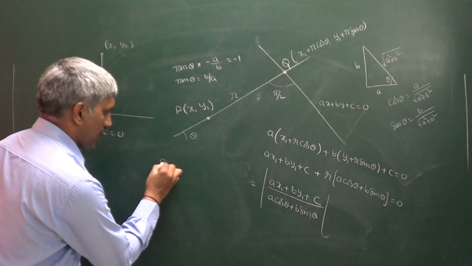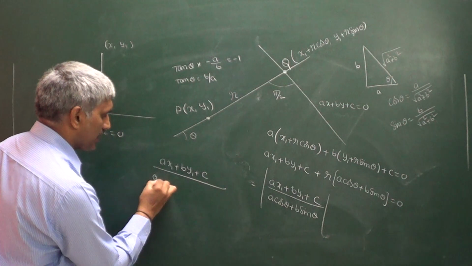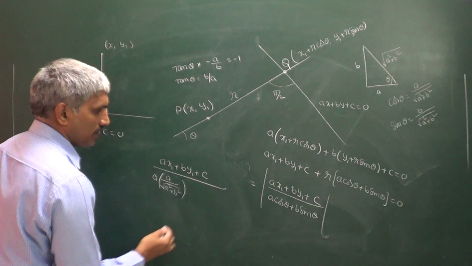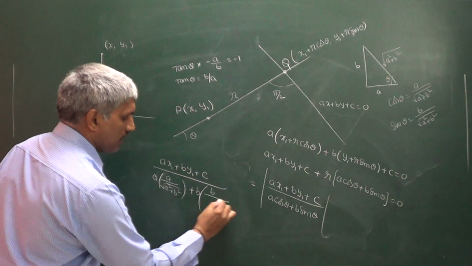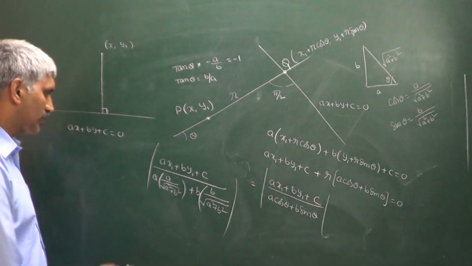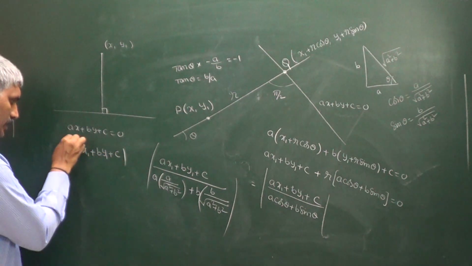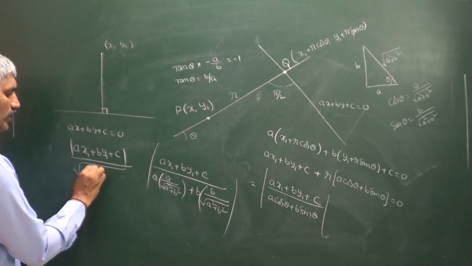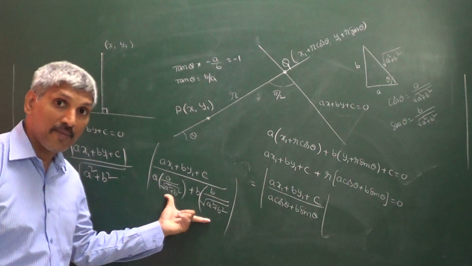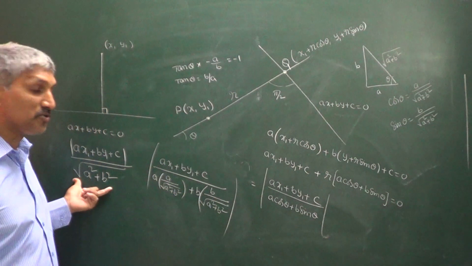Then what happens? ax1 plus by1 plus c divided by a into, in place of cos theta, a by root over a square plus b square, b into, in place of sin theta, b by root over a square plus b square. What about that simplification? That simplification is given by ax1 plus by1 plus c divided by root over a square plus b square, because a square plus b square divided by root over a square plus b square gives root over a square plus b square.